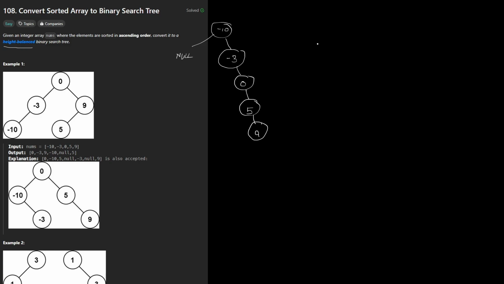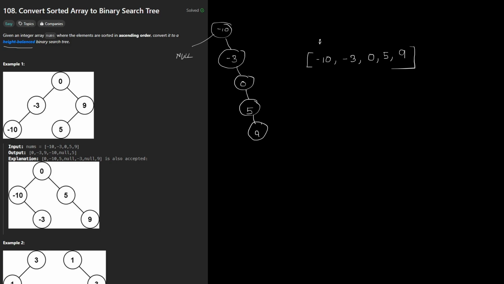So here, it's been clearly stated that we have to create a height balanced tree. So how to do it? Let us take this example: minus 10, minus 3, 0, 5 and 9. Out here, we are going to have two pointers.